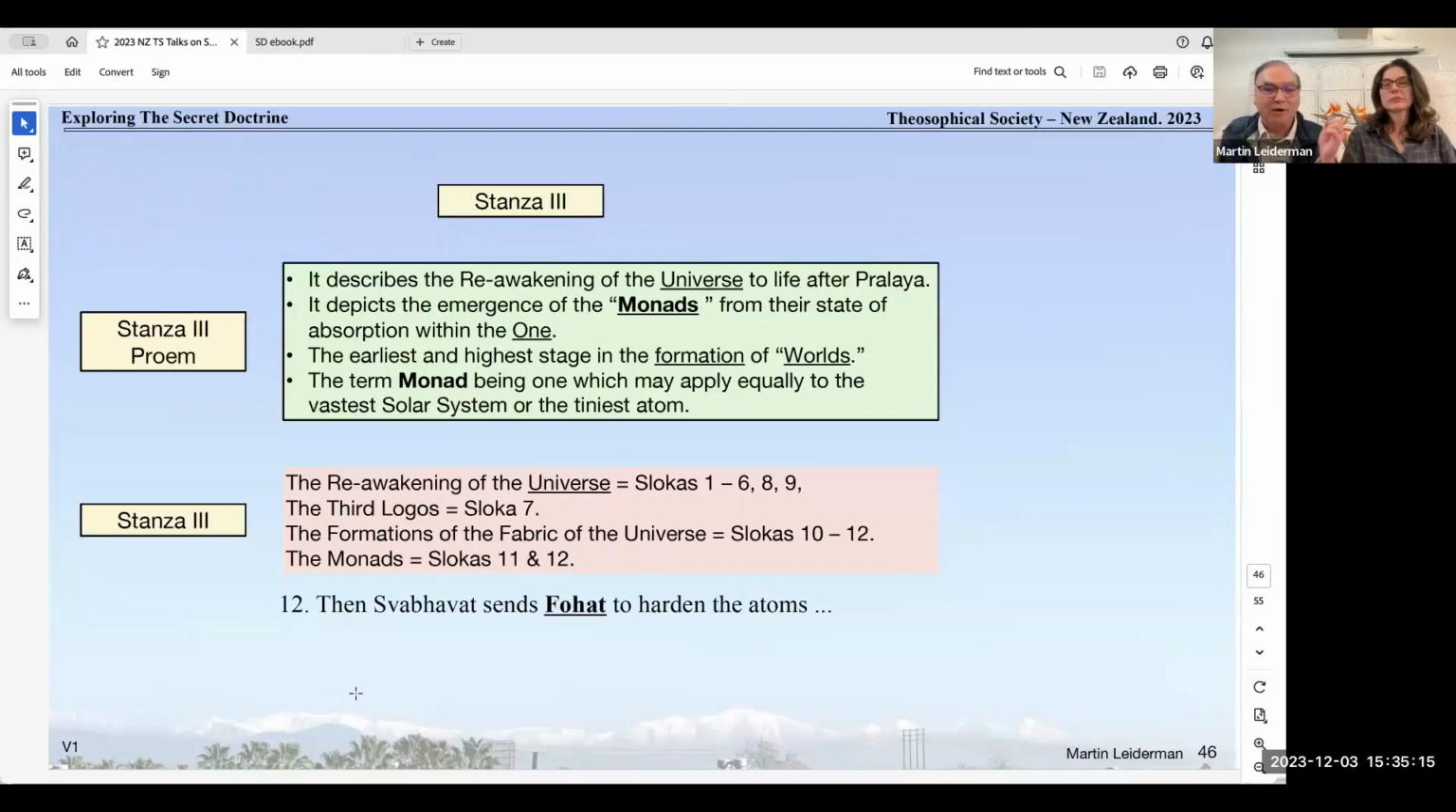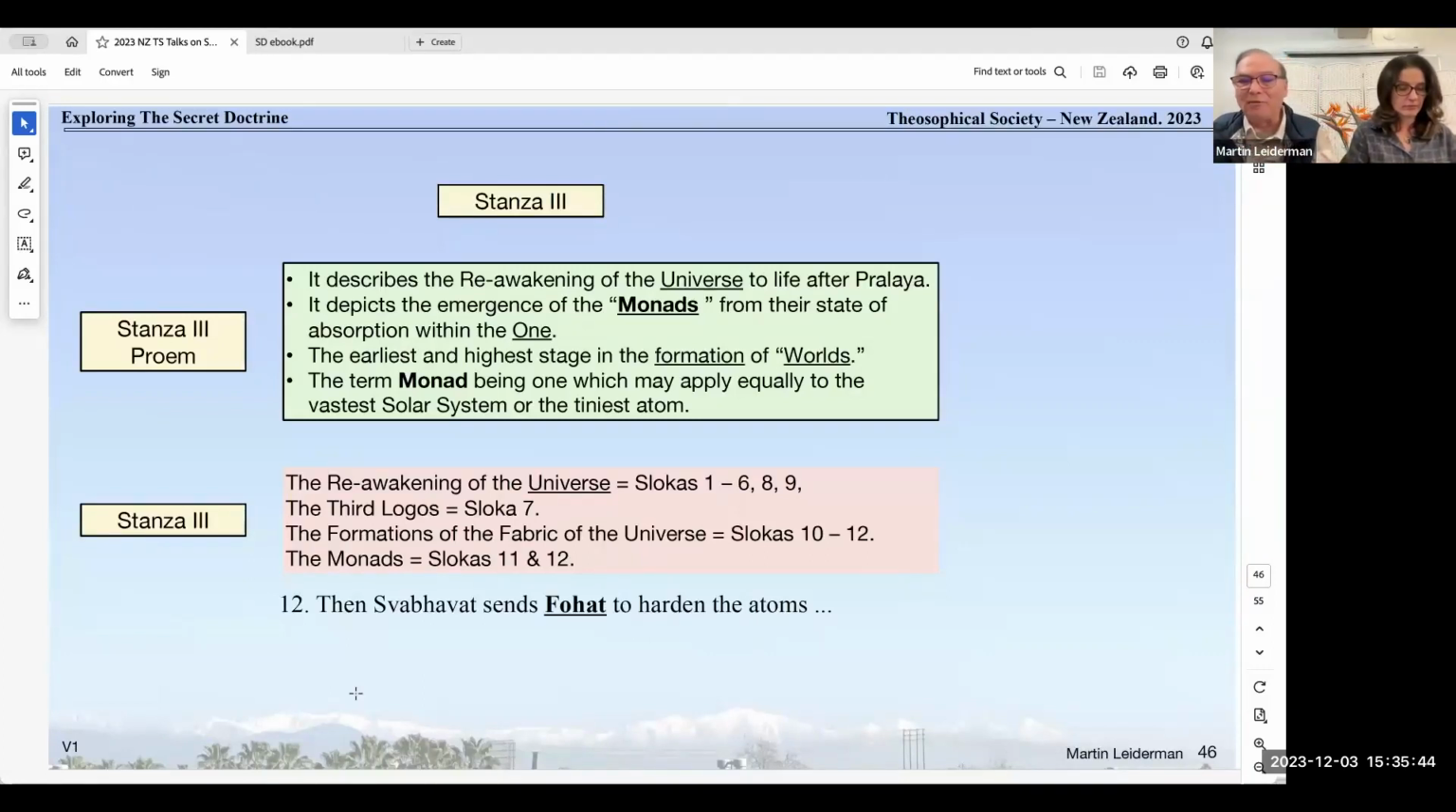and then on 12 we end stanza 3. Now, stanza 3 ends with Swabhavat. Swabhavat sends Fohat to harden the atoms. You may ask, what is Swabhavat? If you ask that, it's because you haven't read 10 and 12, right? The fabric of the universe is Father, Mother, and Swabhavat. So will you read number 3.10? So she's going to read you about Swabhavat.